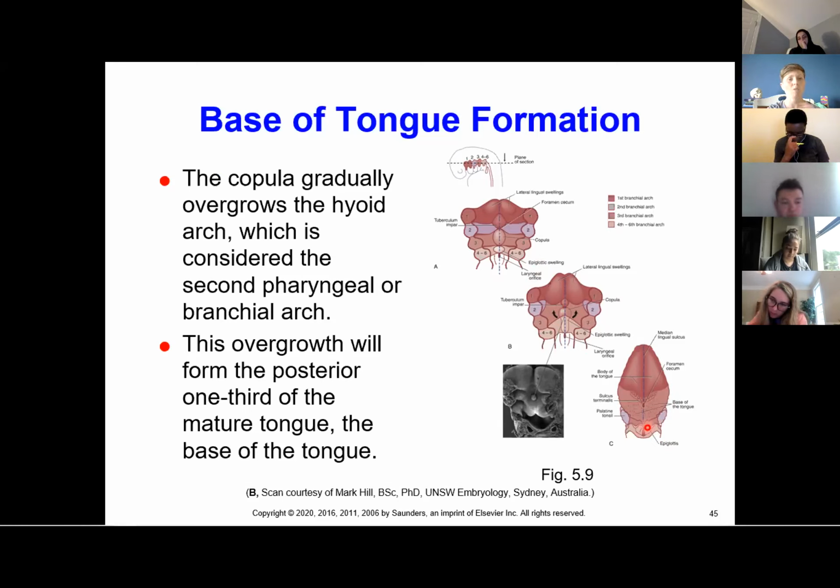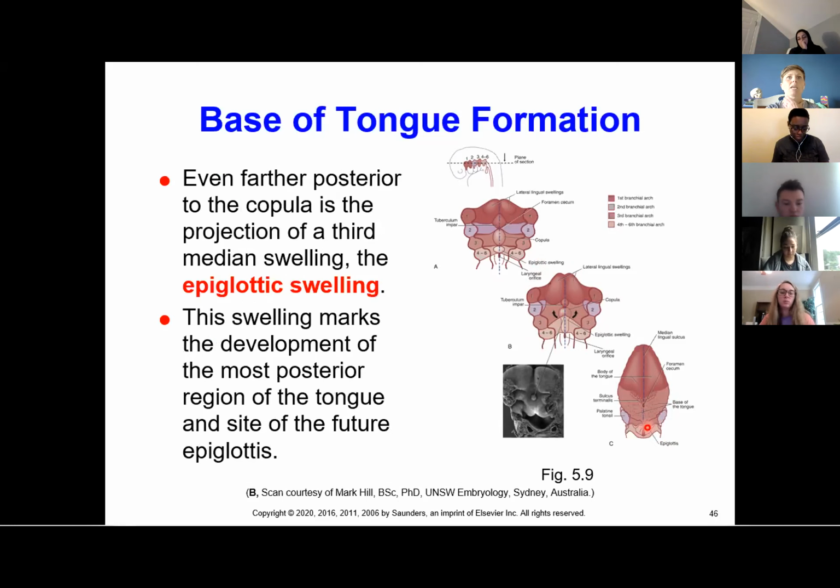The overgrowth will form the posterior 1/3 of the tongue, because the anterior 2/3 is the part that's in our mouth. This forms the base of the tongue. All right, even further posterior, so past the base of the tongue, you get a projection of the third median swelling, which is the epiglottic swelling. This swelling marks the development of the most posterior region of the tongue and the site of the future epiglottis.